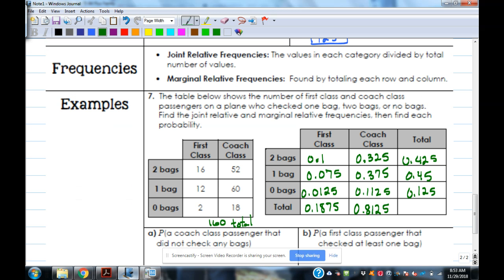Now here's the cool thing. What happens when you add all three of these together? It should add to 1. Because what are all of our probabilities supposed to add to? We learned this the other day. All your probabilities should add to be 1, right? If it doesn't add up to be 1 this way and this way, something's wrong.